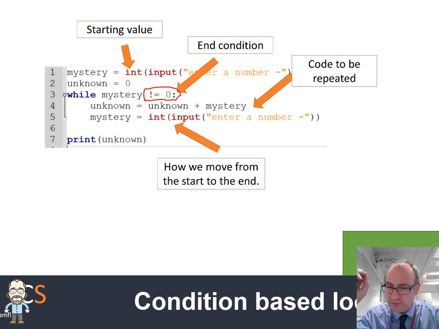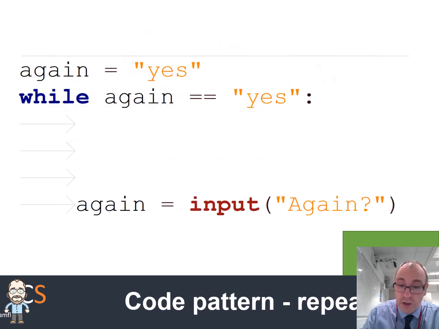So that one you have to think about a little bit more carefully than the other one. Then you have the code that you want to repeat, which goes in the middle. And then you must, as always, have a way to get to the end. Now, with that one, obviously, you need to make sure that it's similar to however you started off. So if I want to repeat something until I say maybe stop or no or something like that, this is what the code pattern will look like.